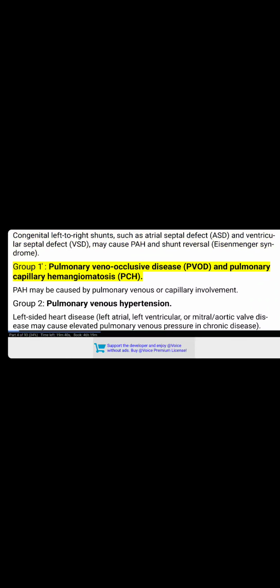Eisenmenger syndrome. Group 1 also includes pulmonary veno-occlusive disease (PVOD) and pulmonary capillary hemangiomatosis (PCH). PAH may be caused by pulmonary venous or capillary involvement. Group 2: pulmonary venous hypertension. Left-sided heart disease, left atrial, left ventricular, or mitral or aortic valve disease may cause elevated pulmonary venous pressure in chronic disease. Group 3: pulmonary hypertension associated with chronic hypoxemia. COPD, interstitial lung disease, and sleep apnea can cause pulmonary hypertension in chronic disease.